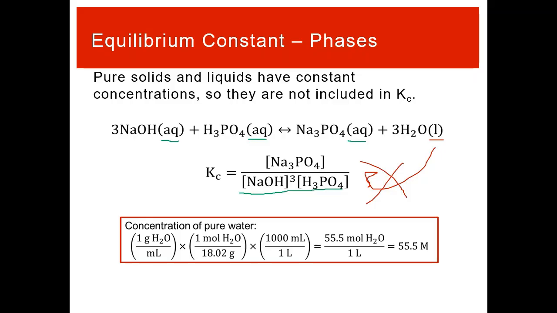The reason is, if we think about pure water, the density of pure water is 1 gram of H2O per 1 milliliter. That can then be converted. You can convert the grams to moles and the milliliters to liters. And it ends up that pure water is 55.5 molar, moles of water per 1 liter of water.